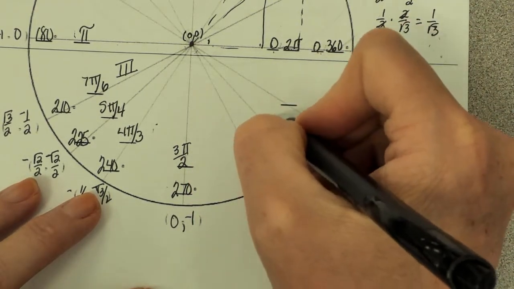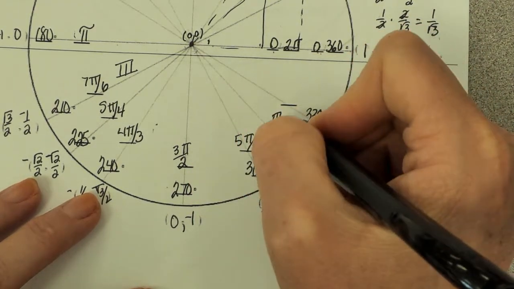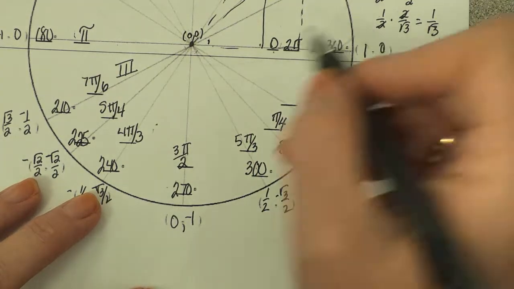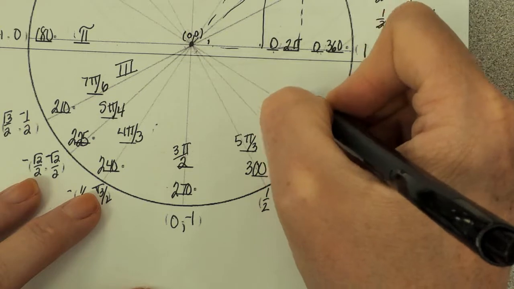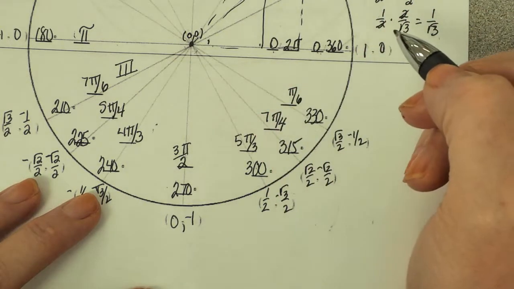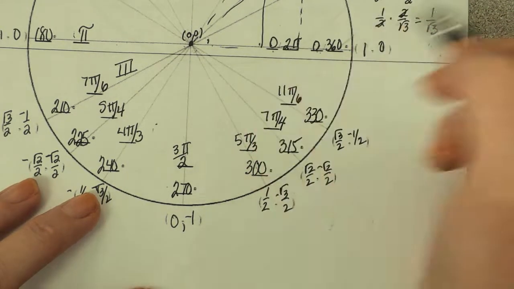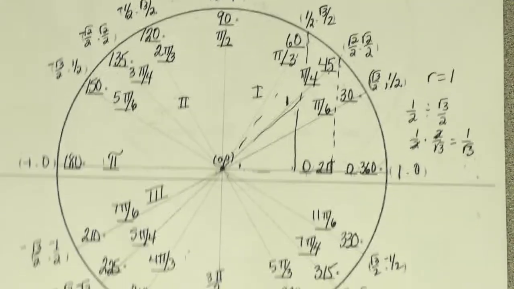315 is 45 degrees away. That's pi over 4. What is it? 7 pi over 4, good. This is 30 degrees, which is pi over 6. So what's it going to be? 11 pi over 6. Good job. All right, so that's our whole unit circle.